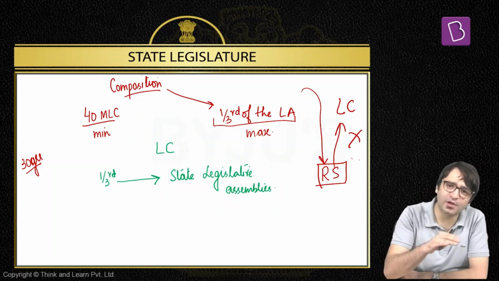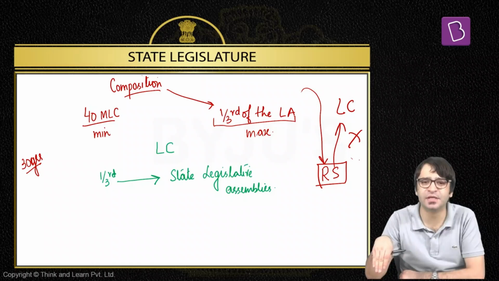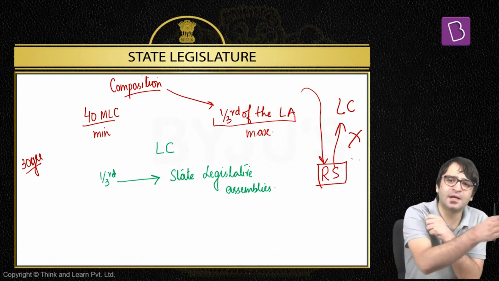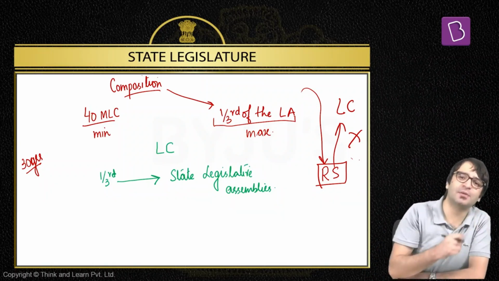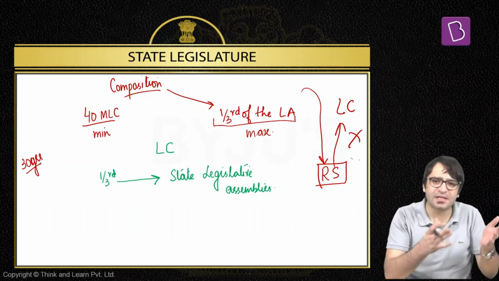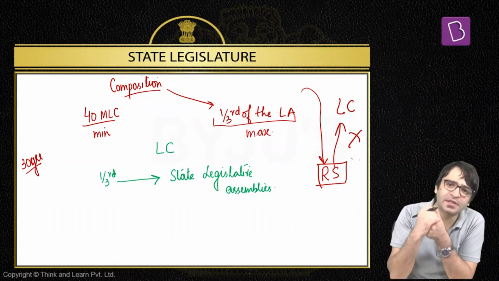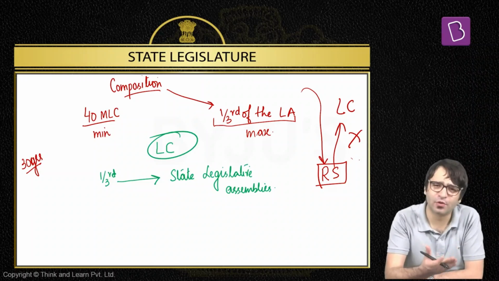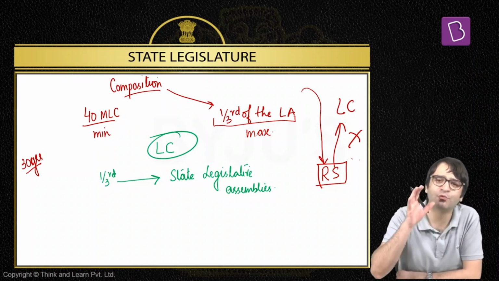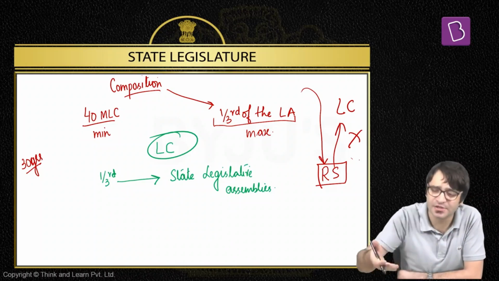But here the point is, 1/3 of the members of legislative council are elected by the members of legislative assembly. So legislative assembly members vote and elect 1/3 of members to legislative council. Just like legislative assembly members, MLAs, vote and get MPs elected to Rajya Sabha. How are MPs to Rajya Sabha elected? MPs to Rajya Sabha are elected when MLAs vote and elect their representatives to Rajya Sabha. In a similar fashion, MLAs vote and get 1/3 of the members elected to legislative council. Same process is followed. Proportional representation system by means of single transferable vote. Just like what we see in Rajya Sabha elections, same process in legislative council elections as well.